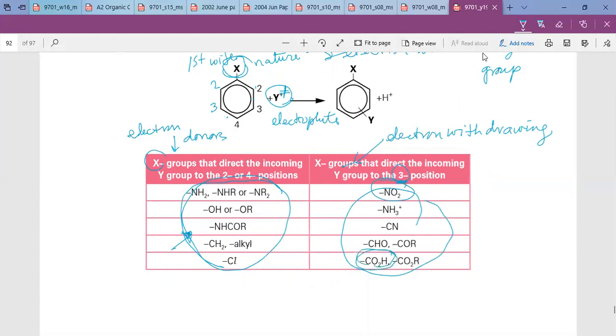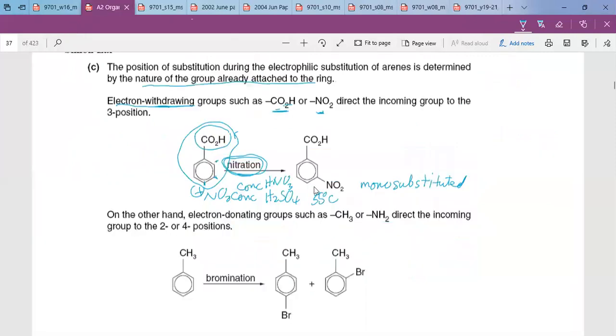These two are electron withdrawing, which means that the second substituent will go to the third position. Now here, they tell you that this electron withdrawing group will direct the second substituent to go to this position. That's why I go here.